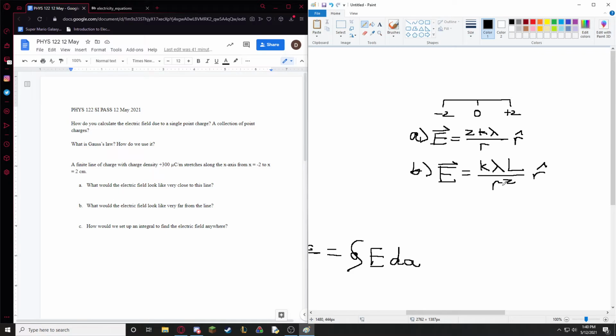So when we're very close, the finite line of charge is effectively going to be infinite, and it looks like 2k lambda over r. And when we're very far away from it, our line of charge looks like a point charge, and so our electric field is k times q over r squared, where q is the total charge on the wire, lambda times L. Does anyone have any questions about this?